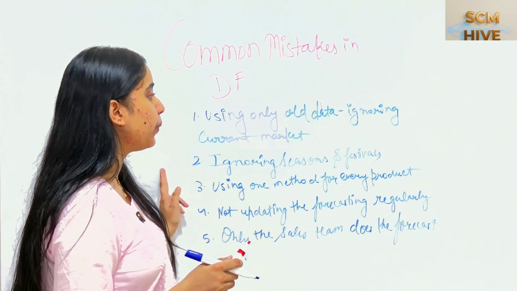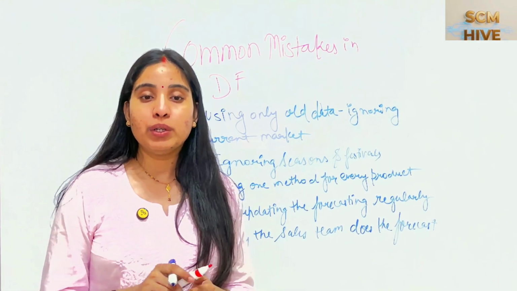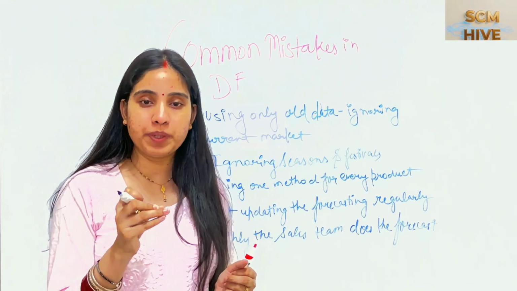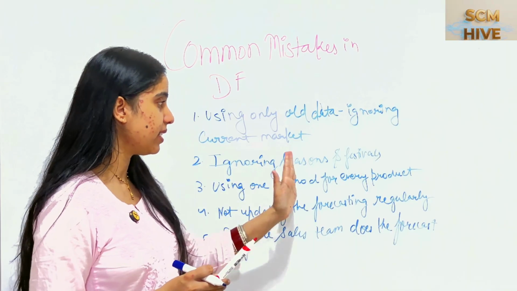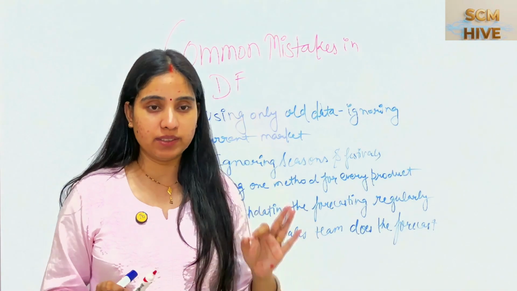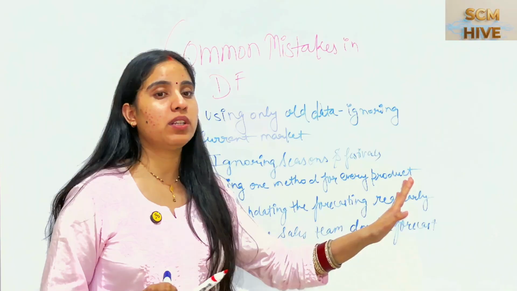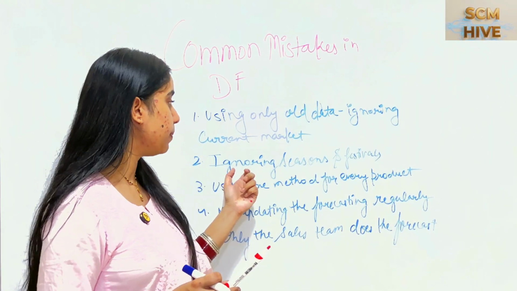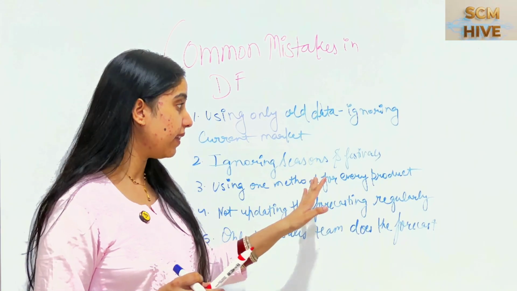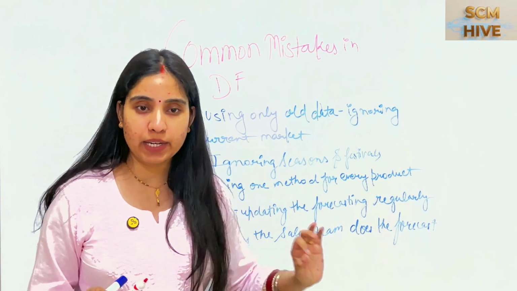The next is ignoring seasons and festivals. You will always under or overproduce during the peak period when we are ignoring the seasons and the festivals, because in this time usually the demand is high. So we need to produce a product as per the season and the festival. We need to keep it in mind also.